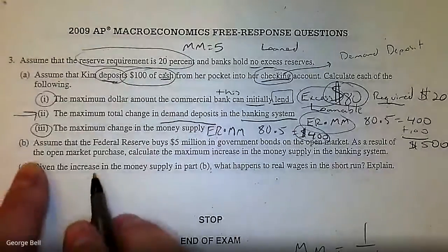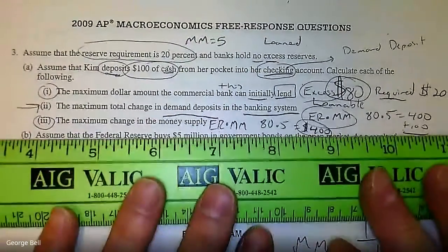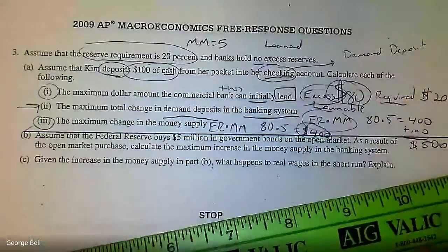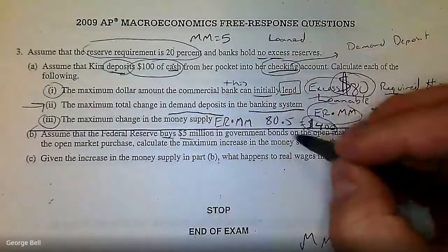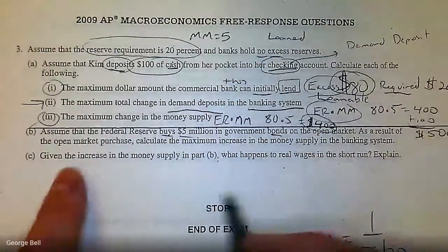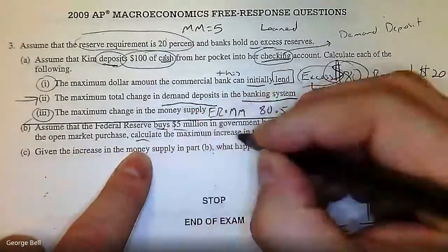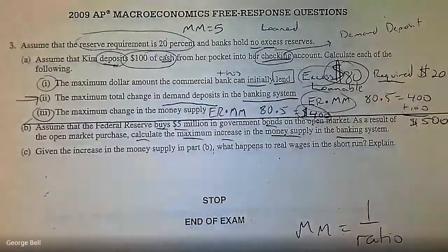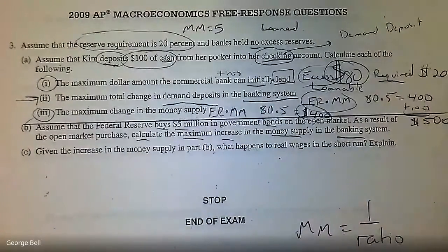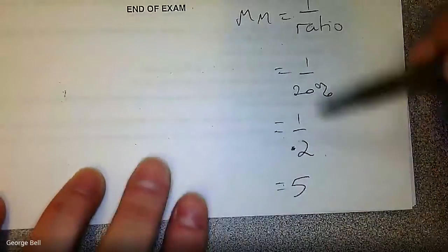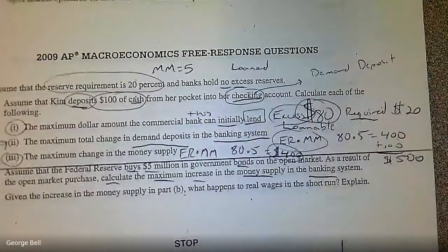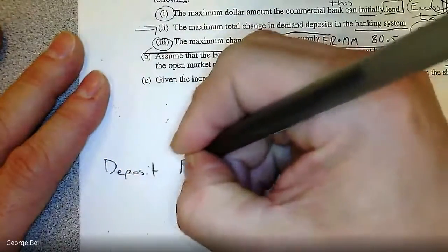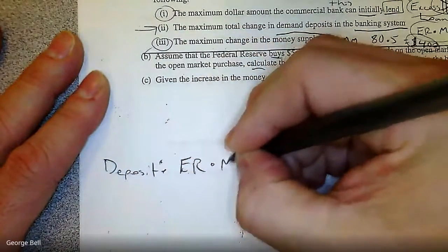So now letter B says, and I'm going to make a little line here so that it's not quite as sloppy and we break it up with our eyes. Letter B says, assume that the Federal Reserve buys $5 million in bonds on the open market. As a result of the open market purchase, calculate the maximum increase in the money supply in the system. Okay. What that means is we have to use the multiplier, and we know the multiplier is 5 for this problem. Now, in this case, because it's a bond, our rules are different than if it's a deposit. Remember, if it's a deposit, what we learned is that you take the ER, excess reserve, times the money multiplier.